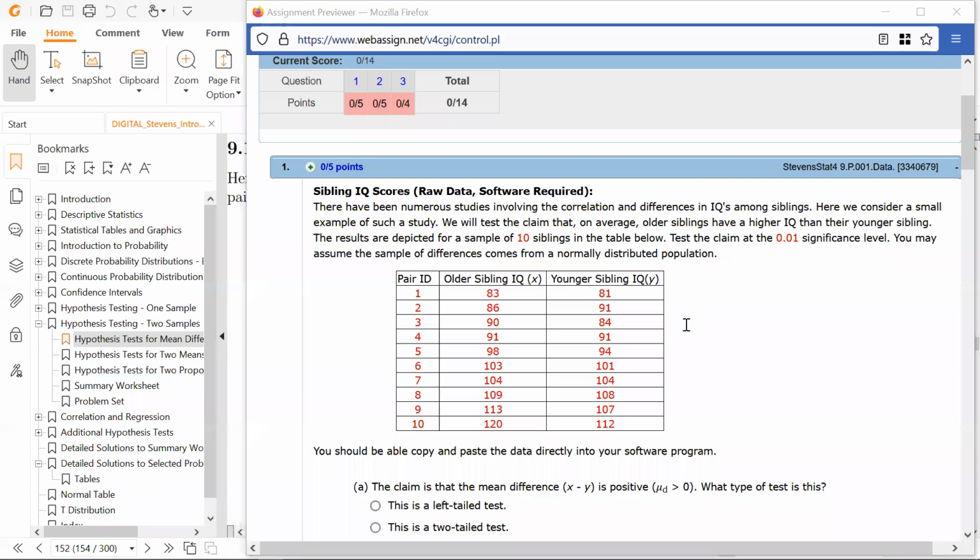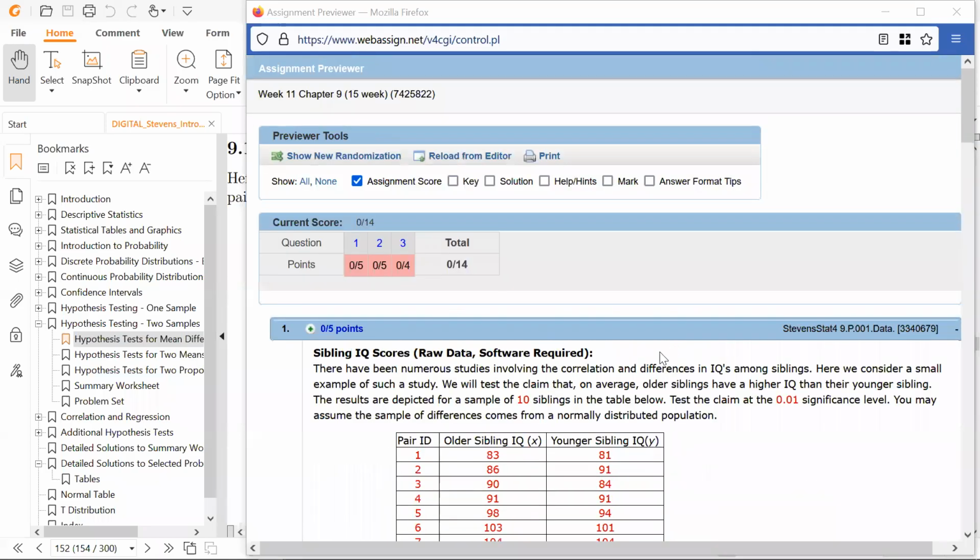Okay, so I'm recording this video to help you get through this short problem set at WebAssign. And the number one mistake people make in this chapter is for a question like number one.